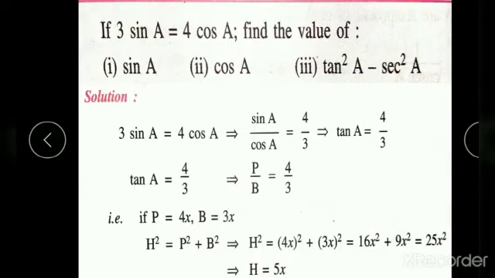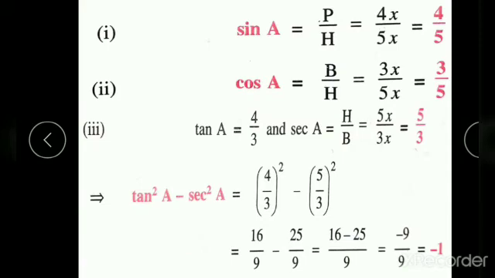Using the Pythagoras theorem, hypotenuse square is equal to perpendicular square plus base square, that is nothing but 4x square plus 3x square, that is nothing but 16x square plus 9x square, that gives you 25x square. So you can write the 25 as 5 square, so you get hypotenuse h as 5x. Okay, so you got perpendicular side, base and hypotenuse.